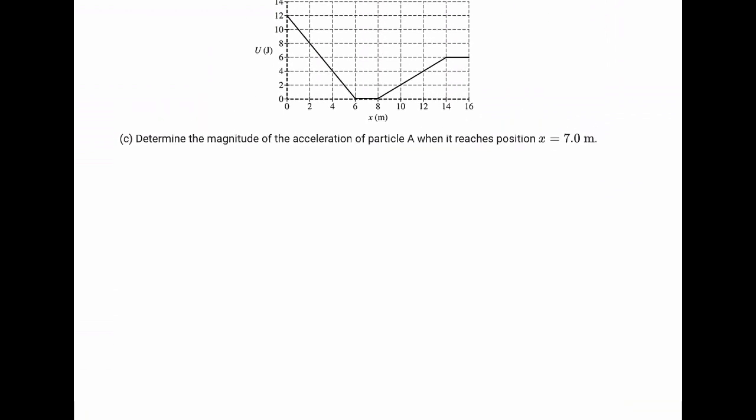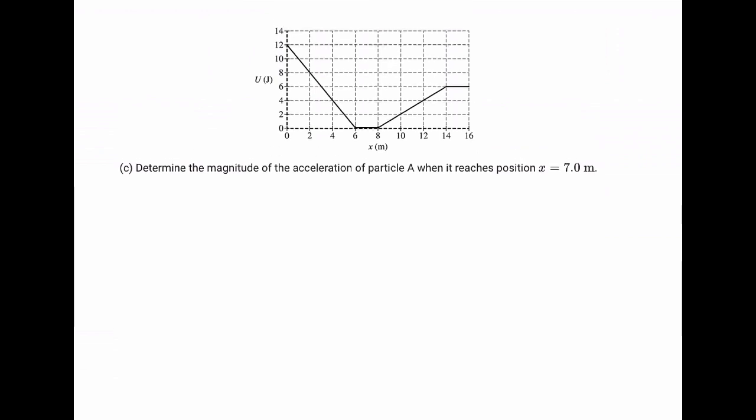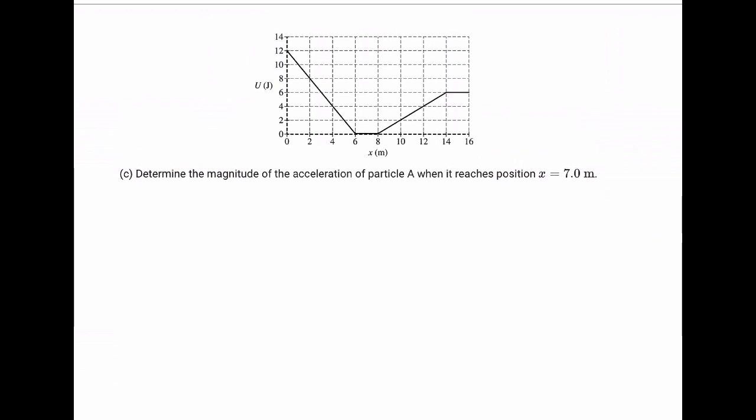And finally, I think this will be the last part, or maybe not, we need to find the value of the acceleration when the position is 7 meters. So in a similar way, we'll go to the position of 7 meters, and we will say the same thing, that the force is equal to minus the derivative of the potential energy, or minus the slope. But we see that at 7 meters, the line is horizontal, so there is no inclination upwards or downwards. So this means that the slope is 0. So since the force is 0, the acceleration is 0.